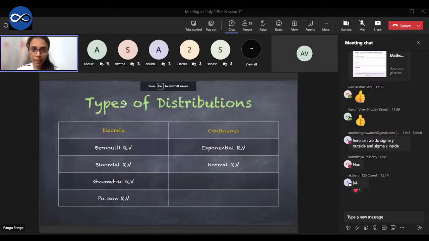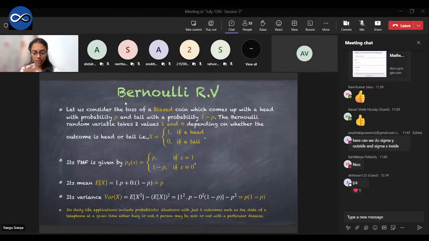Okay, now let us look at types of distributions. We'll discuss some distributions of discrete and continuous. For discrete ones, we will discuss Bernoulli, binomial, geometric, and Poisson distributions. And for continuous, we'll discuss exponential and normal. So let us discuss Bernoulli random variable.